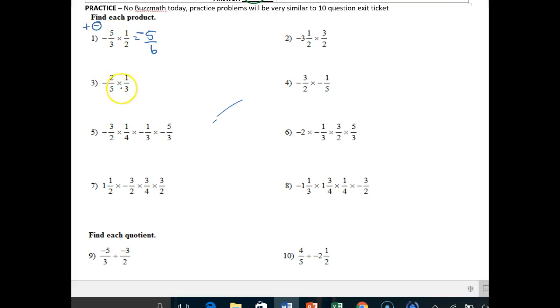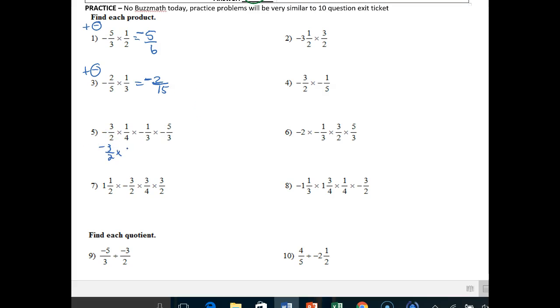For number 3, again, there's no cross-canceling, but again, between a positive and a negative, my answer will be negative. 2 over 15. Now, in number 5, hopefully we can do some cross-canceling. If we rewrite this using the commutative property, I can put either 3 over 2 next to 1/3, or even 3 over 2 next to 5/3. It doesn't matter. So I want to just make it as easy as possible and rewrite it.